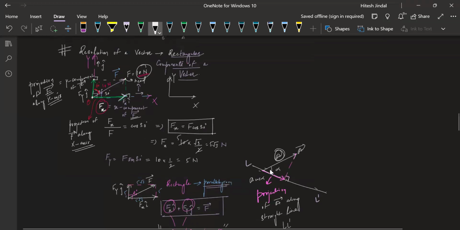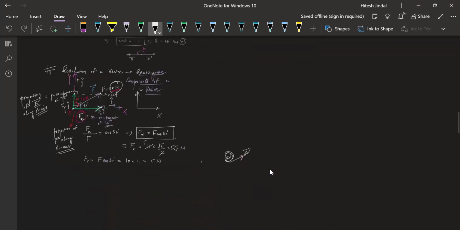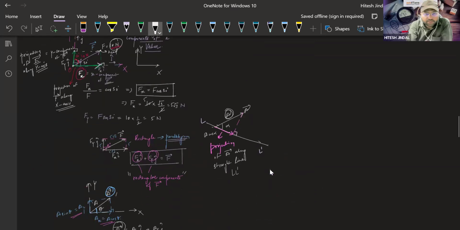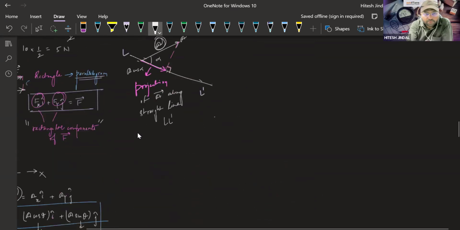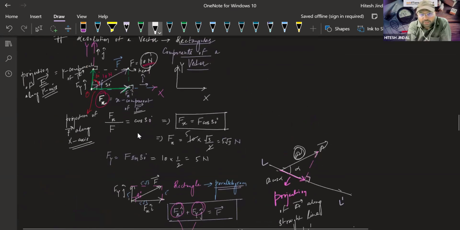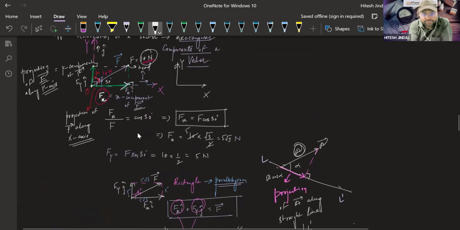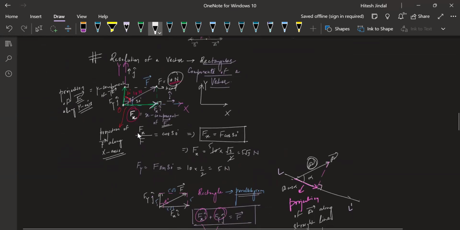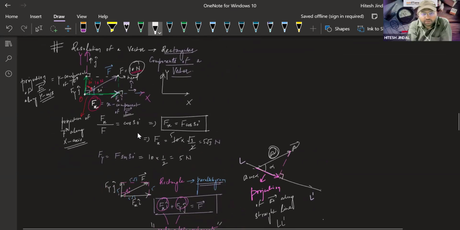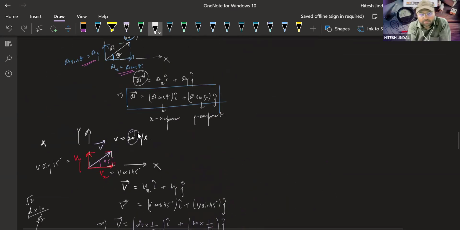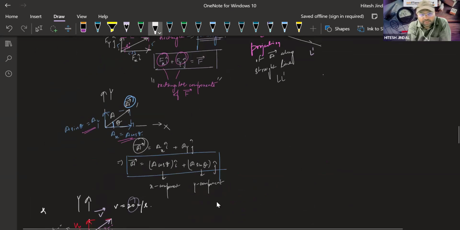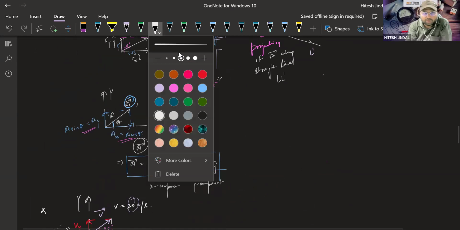Sir, are you going to start a new chapter now? No, no, we'll be doing some questions on it. This is the motion in a plane chapter we are doing, right? Sir, can you scroll? You have taken this. Yes, sir. Now take this. This is important. That's what I'm saying, just to make you revise.